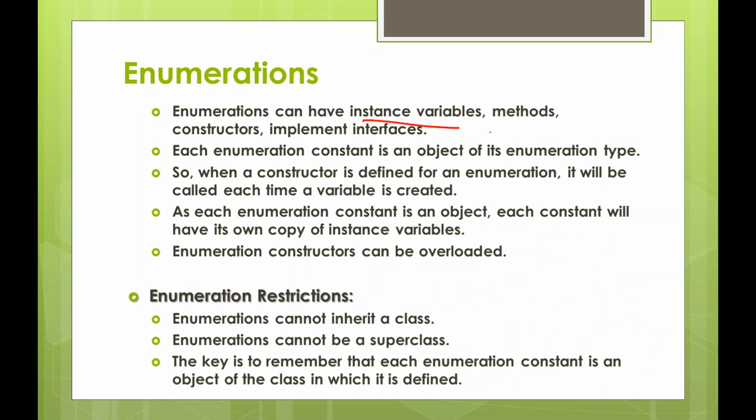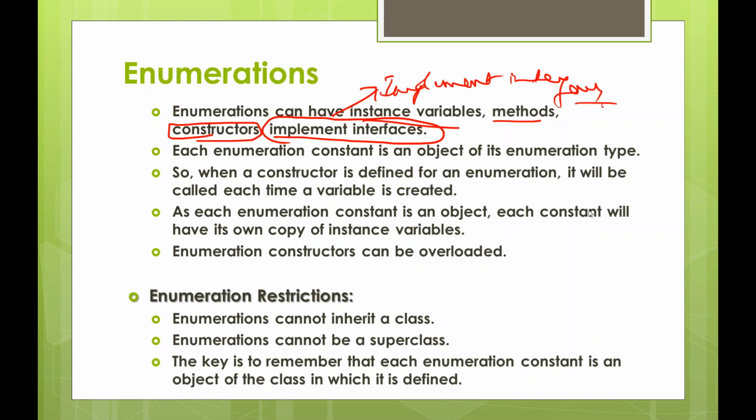That is what we were discussing. They can have instance variables, methods, and constructors. Also, they can implement interfaces. I'm not sure whether any other capabilities are provided in Java 8 for enumerations. I'm not aware of that, so I'll check and let you know. As of now, whatever I know, these things can be done.